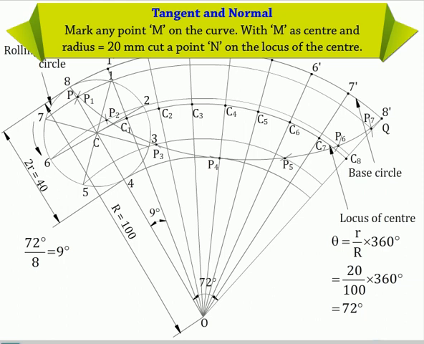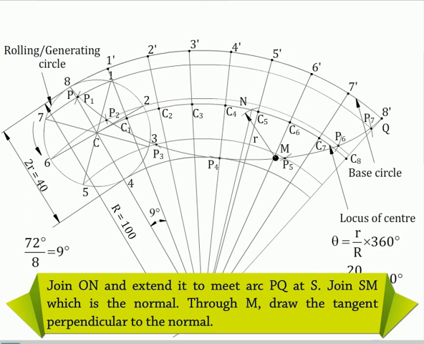Tangent and normal. Mark any point M on the curve. With M as center and radius 20 mm, cut a point N on the locus of centers. Join ON and extend it to meet the arc PQ at S. Join S with M, which is the normal. Through M, draw the tangent perpendicular to the normal.